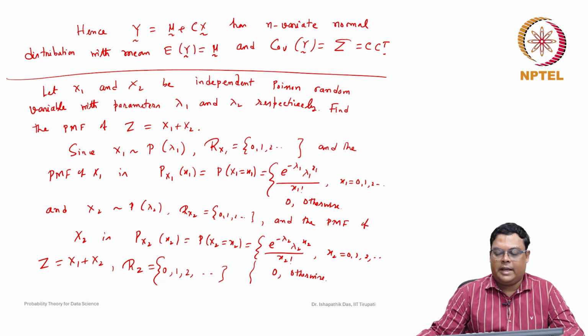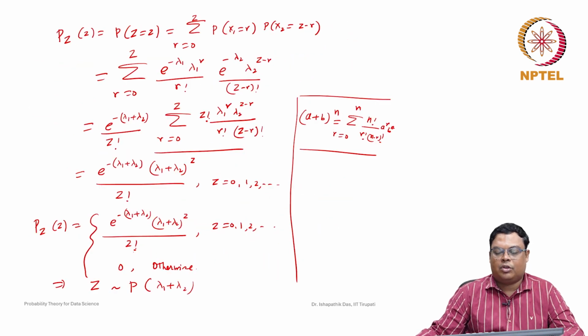So next we'll discuss some other topic, known as the moment generating function, that may be useful for finding the distribution of such kinds of transformed random variables.